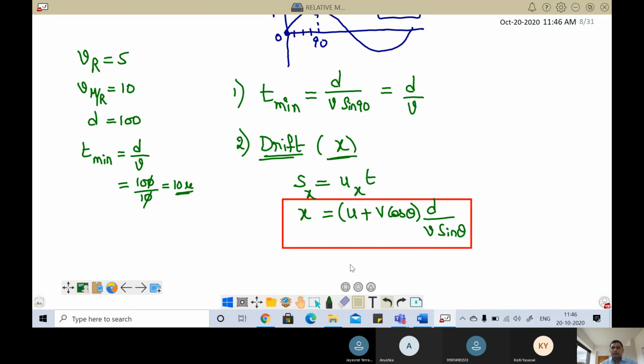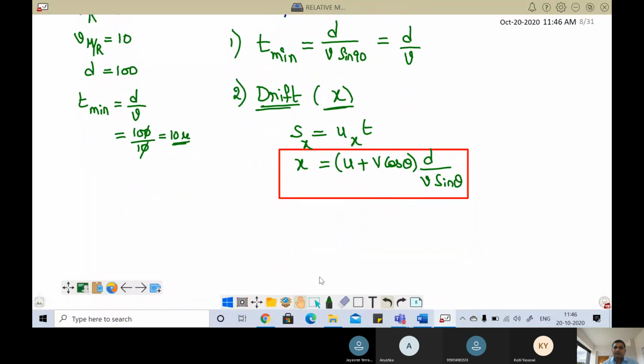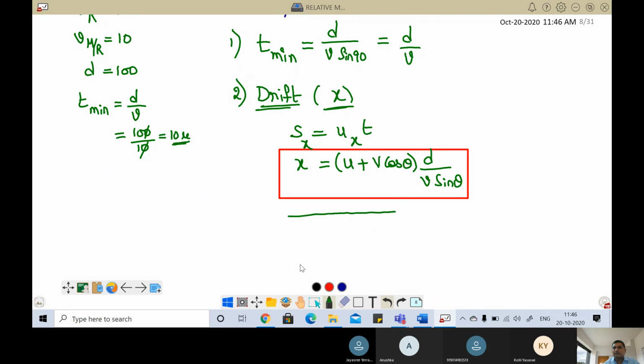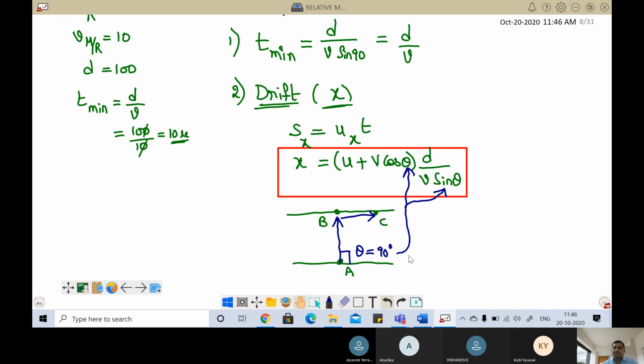Anyway, now our aim is to find out the drift which has occurred. It means you are starting from A and pointing towards B, but landed at C. So this distance is what we want. Now since you are going in this direction, theta is how much here? 90. So substitute this angle here as well as here. When you substitute that angle, how much will you get?